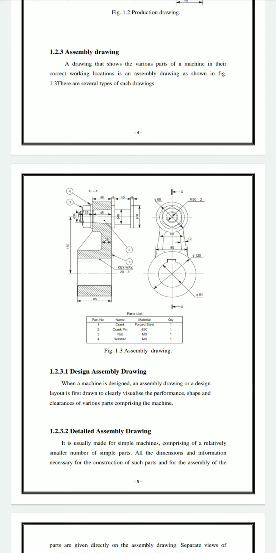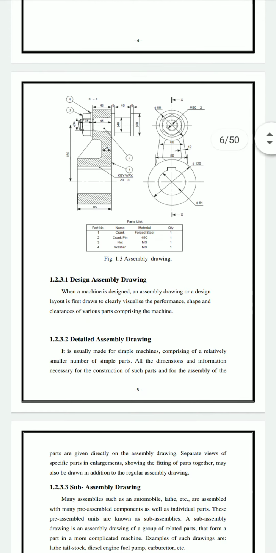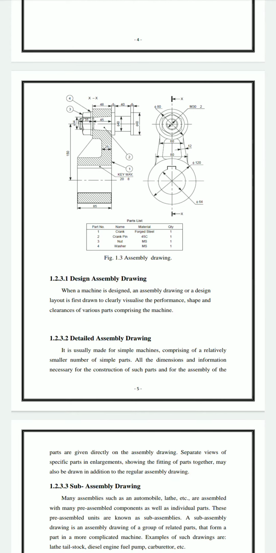The second type is the detail assembly drawing. It is usually made for a simple machine comprising a relatively small number of simple parts. All the dimensions and information necessary for the construction of such parts and for the assembly of the parts are given directly on the assembly drawing.